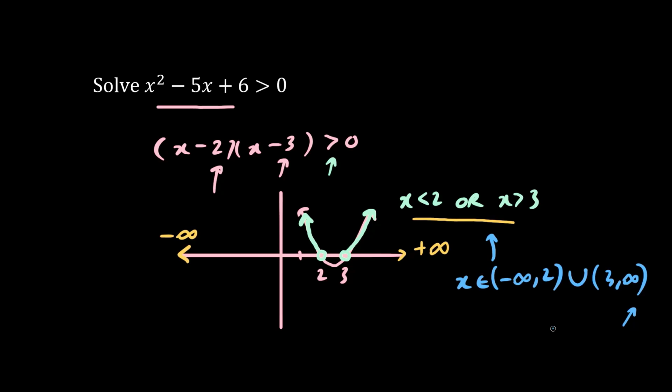Finally, using a number line, we have hollow circles at 2 and 3. And we're going to have the solution region extending to the left and to the right of these numbers. On the left we have negative infinity, on the right we have positive infinity, and the solution region is towards the left and the right with hollow circles.